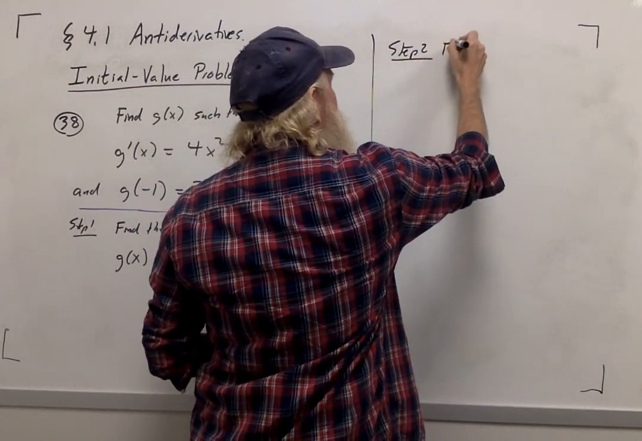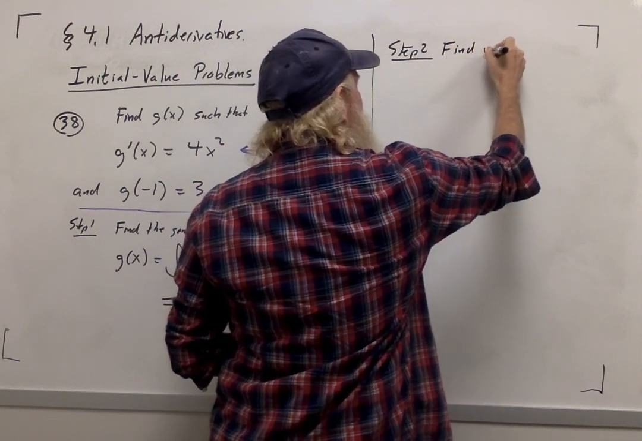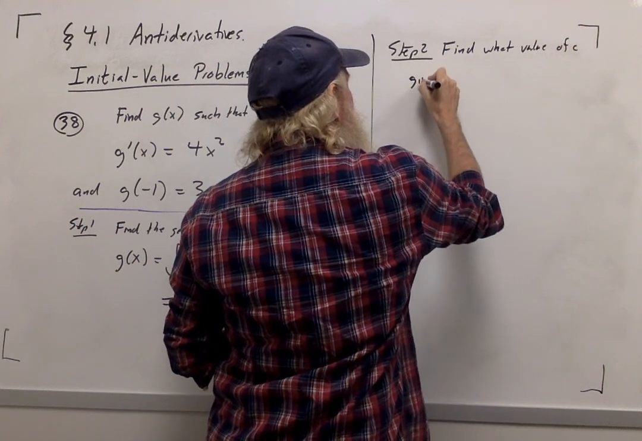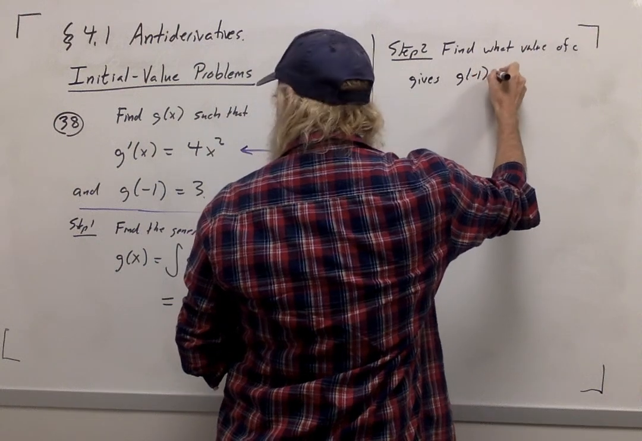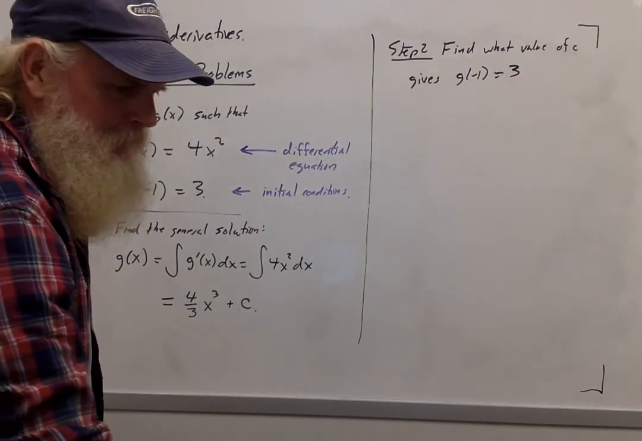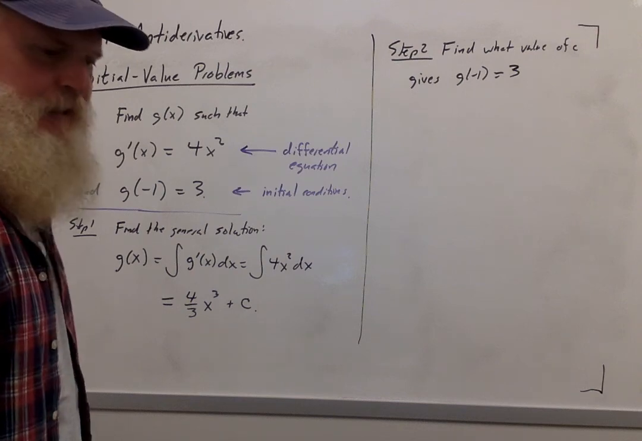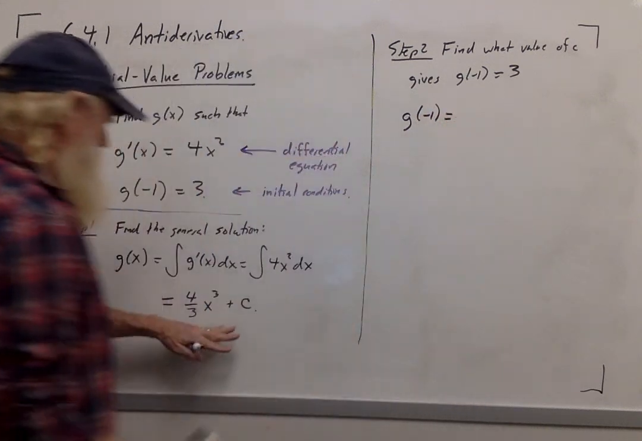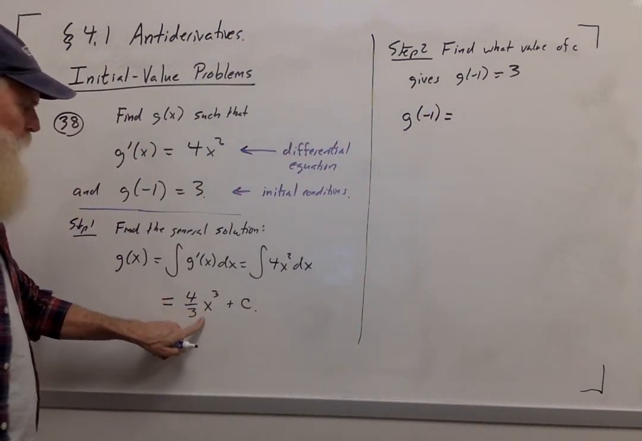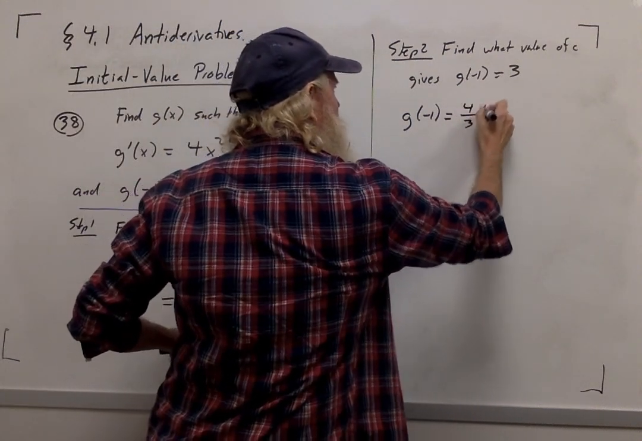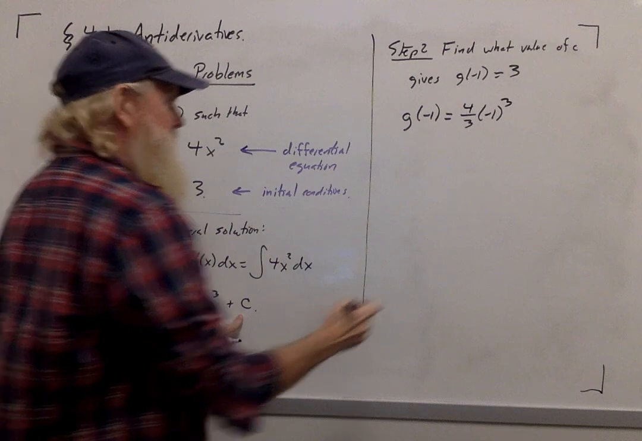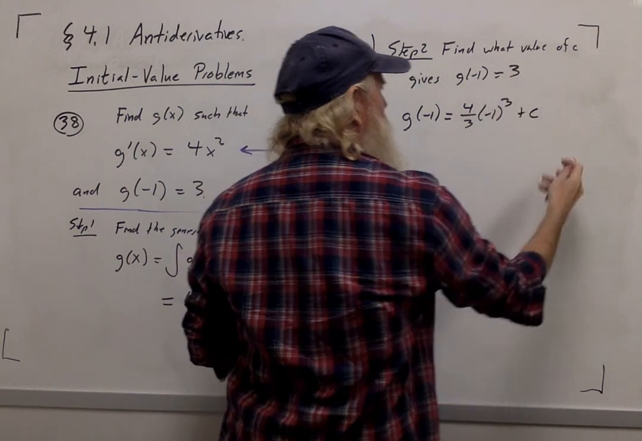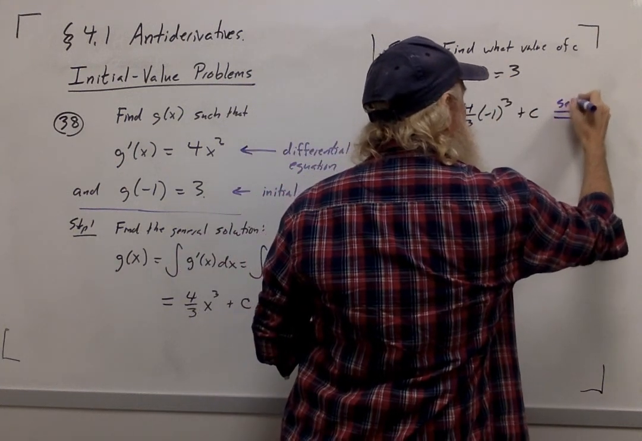So step 2, we find what value of c gives g of negative 1 equal to 3. So we're using the initial conditions to find c. So we know that g of negative 1 from step 1 is going to be 4/3 of negative 1 cubed plus c. But we also know that g of negative 1 has to equal 3. So we can set this equal to 3.